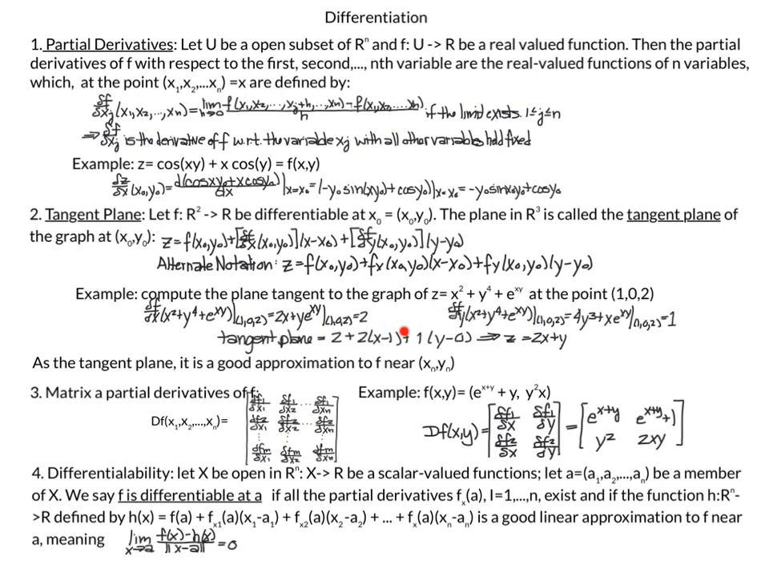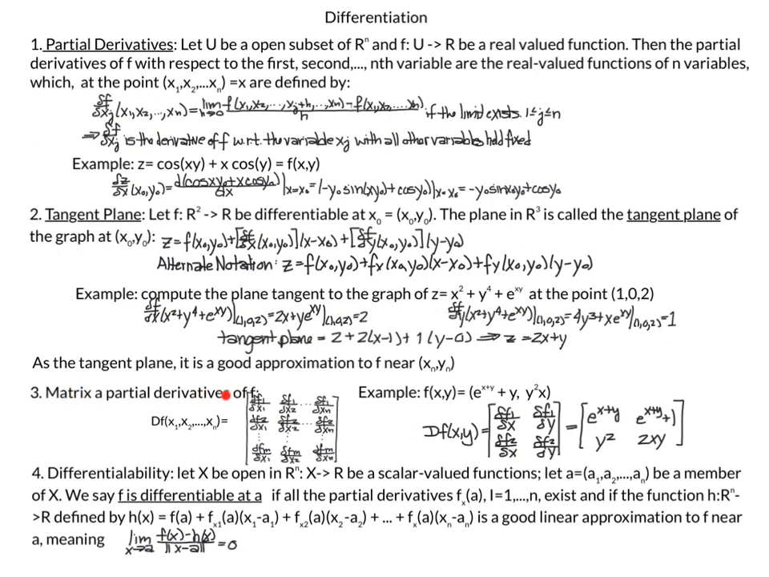Plus, now we need the partial derivative of f with respect to y. So treating x as a constant, this goes to 0, we have 4y cubed, and here we have x e to the xy. We evaluate that at (1, 0), and we get 1, so that's this 1 here, and then multiplied by y minus y naught. So that's y minus y naught, where y naught is 0. So this is the equation of our tangent plane. And as the tangent plane, it's a good approximation to f near the point x naught, y naught.